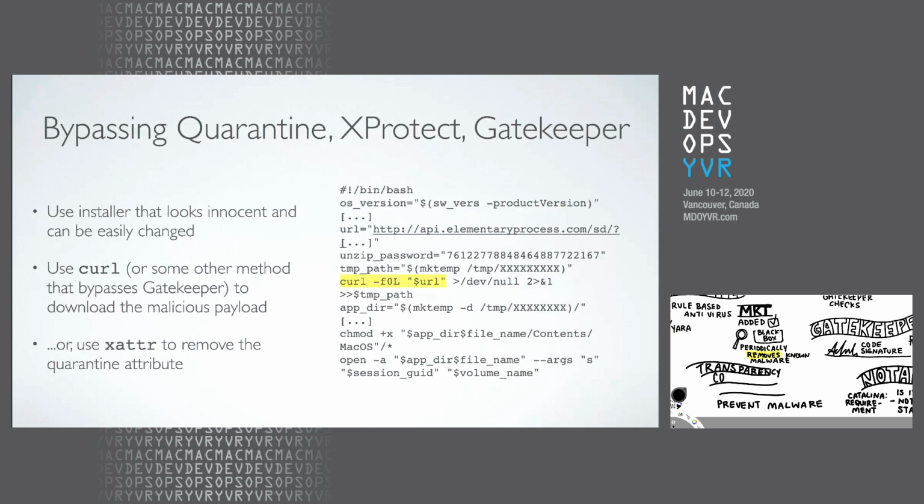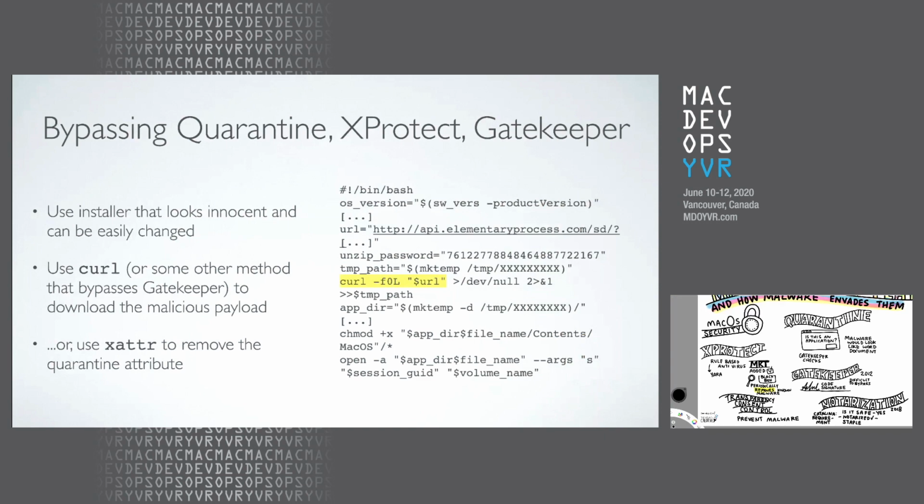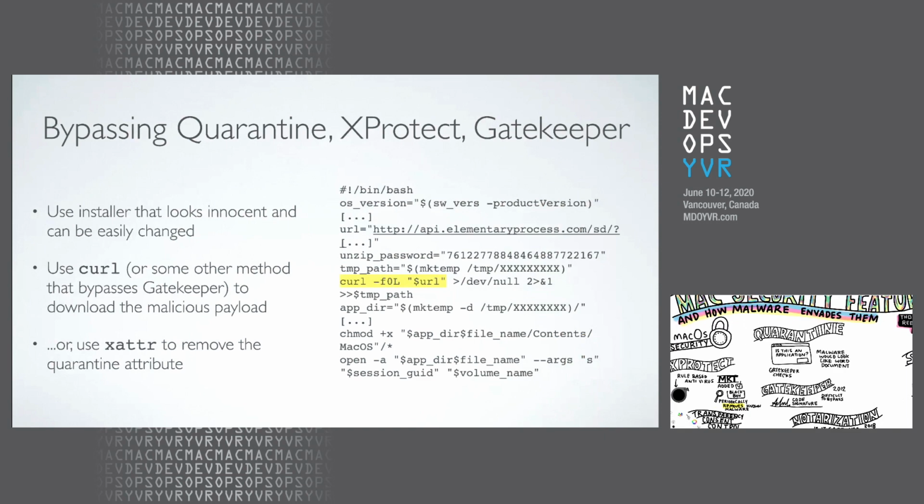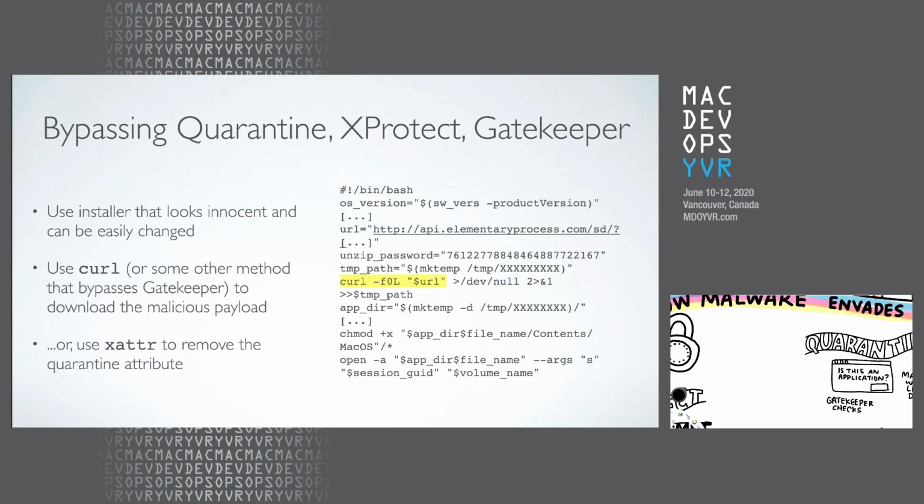What a lot of adware especially will do is use an installer that looks fairly innocent. It doesn't look particularly dangerous. It doesn't have any particularly nasty code in it. But also, that installer can very easily be changed without a whole lot of effort. So if Apple decides, oh, that looks suspicious, we're going to start detecting that, then it's pretty easy to change it. And then what that installer will do is use something like curl on the command line, or some other method that bypasses all this stuff, that doesn't set the quarantine flag. And it will do that to download the malicious payload.